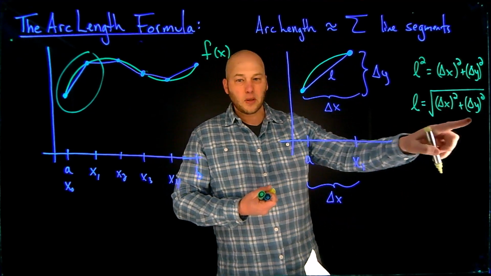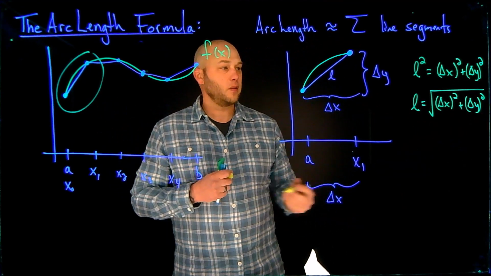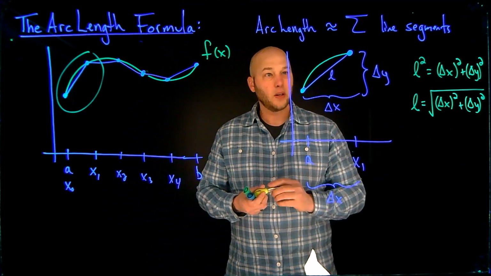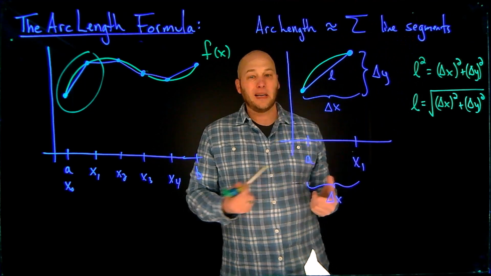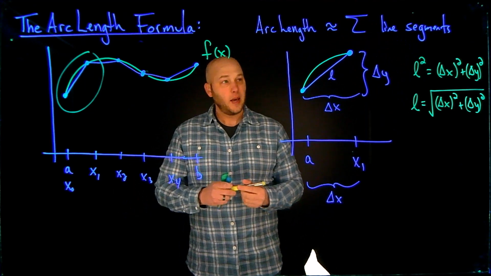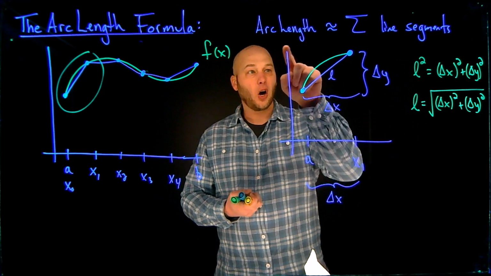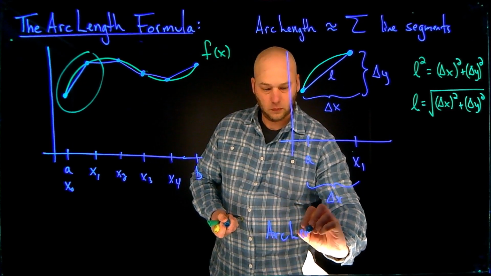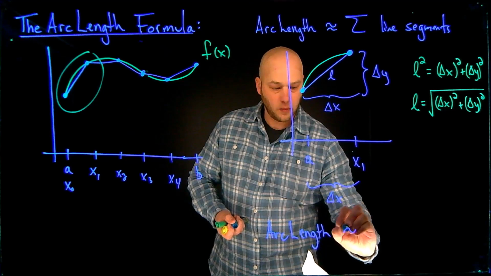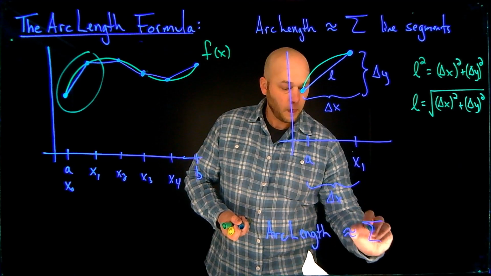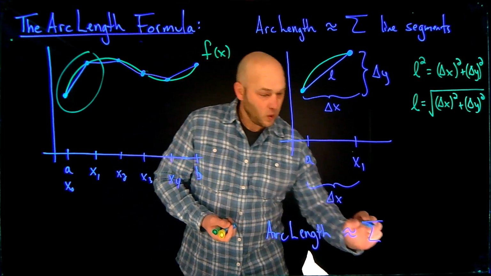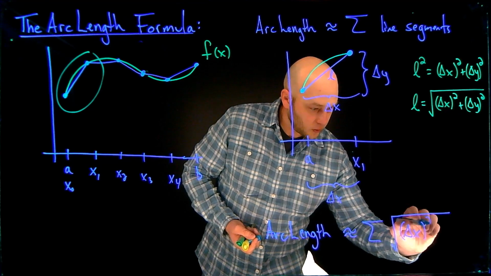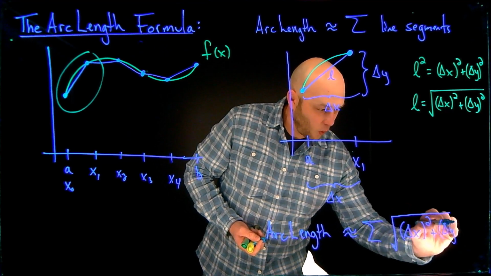And this right here represents the length of any one of these little segments. And of course, y just represents the function f of x. So what I'm going to do is, let's take this generic concept for the formula and fill in a little bit more detail. The arc length now is approximately the sum. Well, what I found for the line segments was the square root of the change in x squared plus the change in y squared.